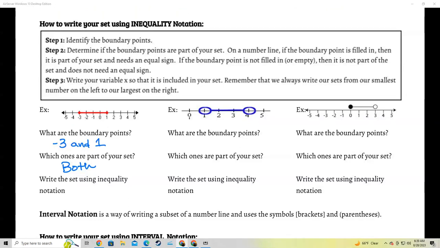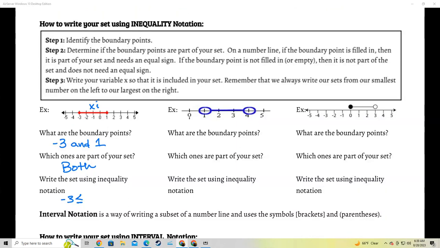I'm going to write my set using inequality notation. Now, remember that when we're talking about inequalities, we're talking about all the x values that are shaded in. So I know that -3 is shaded in. So is -2, so is -1, so is 0, so is 0.5, so is 0.999, including 1. So these are all the x's right here that are part of your set. Notice that -3 is less than or equal to all your x's. So I'm going to write -3 is less than, but because the -3 is filled in, I'm going to put the equal sign in there.